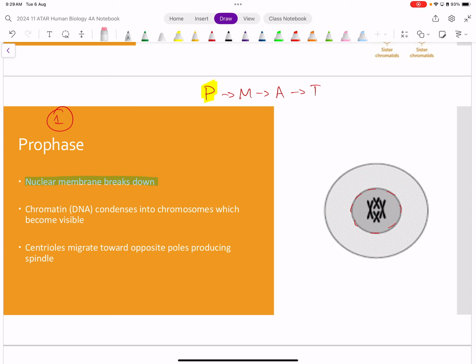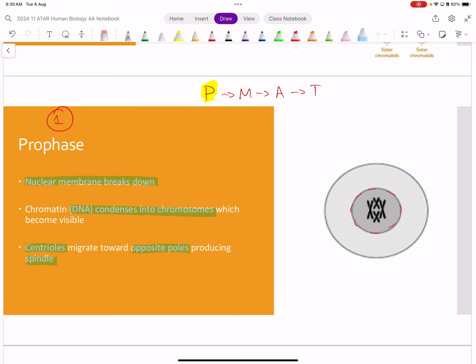During this stage, it's important for us to note that this DNA, or our chromatin, condenses into chromosomes. So it's during prophase that we have the formation of chromosomes, and they become visible to us if we're looking through a microscope. The last thing for us to note of importance during prophase is that our organelles, called centrioles, move towards opposite poles of the cell, and they start to produce what we call the spindle or spindle fibers.